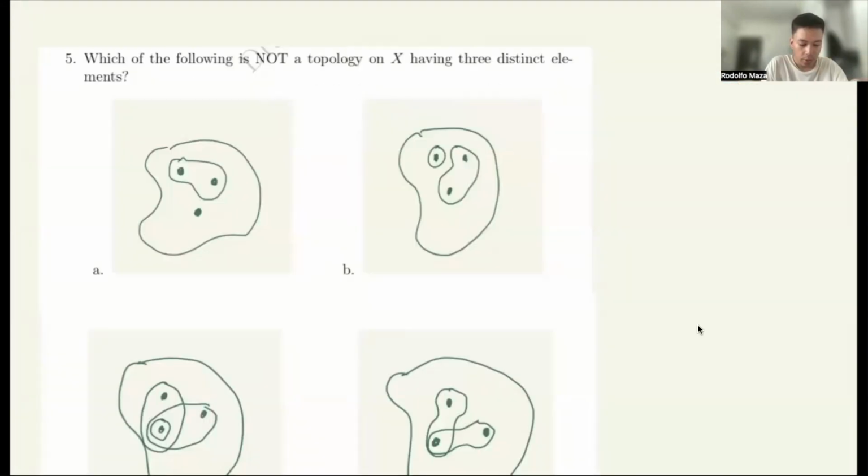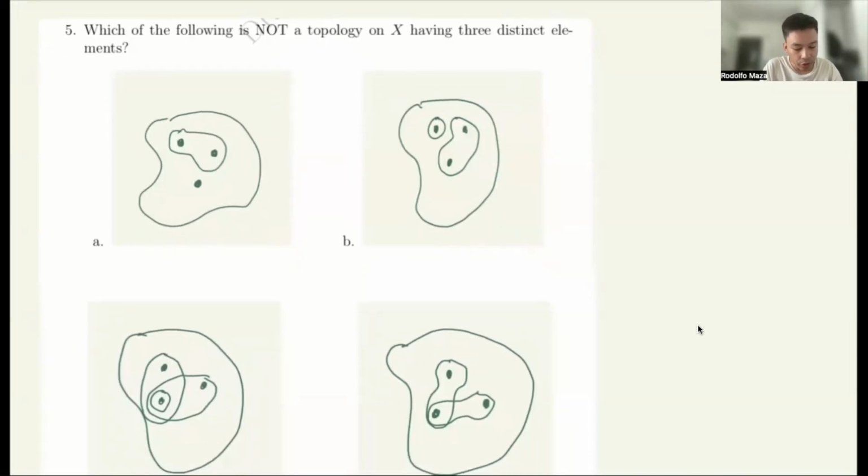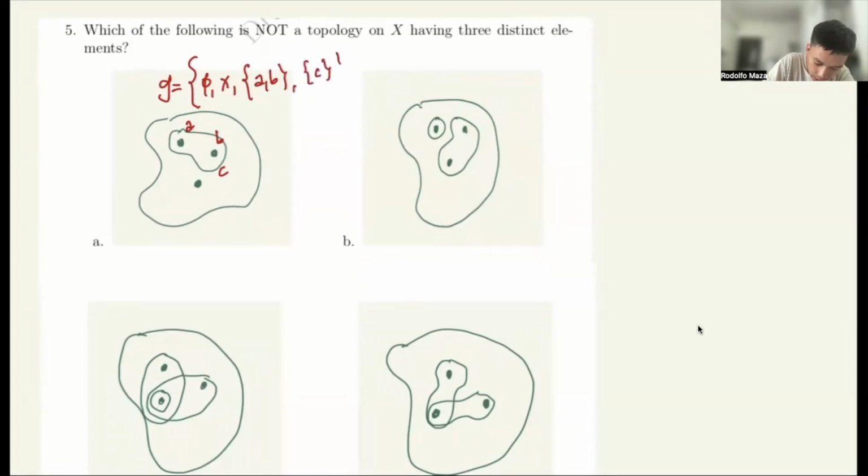So, ibig sabihin, okay, so number 5, which of the following is not a topology on X having 3 distinct elements? So, kunyari, this is your A, this is your B, this is your C. So, ibig sabihin, yung tau mo dito contains the empty set, the X, your AB, and the C. Hindi. Wala na tong C. So, yan lang. So, kung tutuusin mo, that is a topology kasi alam naman natin the intersection and the andyan, empty. The union andyan, the intersection with this one, and then the union is the X mismo.